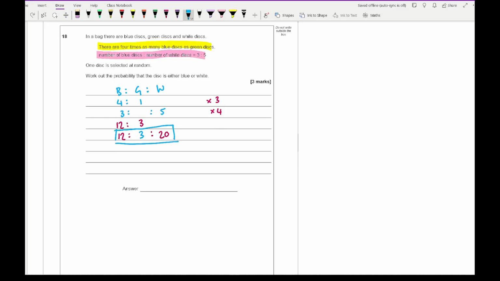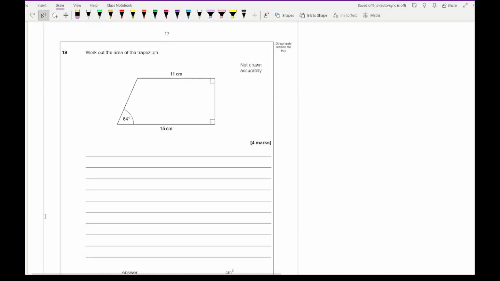So from this, if you imagine that in total, I've now got a total of 35 parts, and of those parts, how many are blue and white? Well, blue and white is going to be 32 out of 35, and that can't be simplified, so there is my final answer. For question 19, it says work out the area of the trapezium.